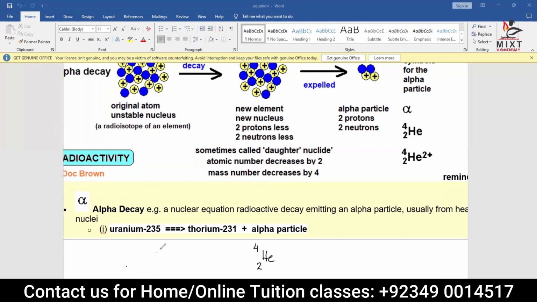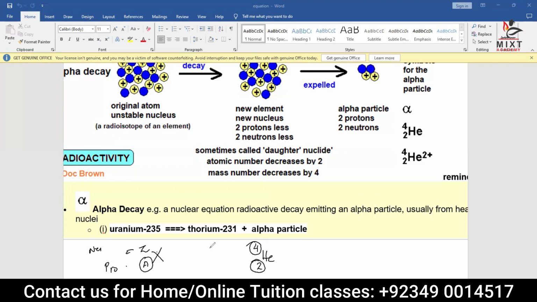So remember that, let's suppose this is your X, any element we have. Here I am writing A and on top I am writing Z, where Z is your atomic number or proton number and A is your nucleon number. When a helium nucleus gets out of this material, what will happen? The proton number will be reduced by 2 units and the nucleon number will be reduced by 4 units.